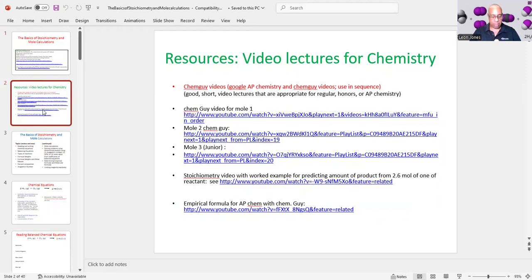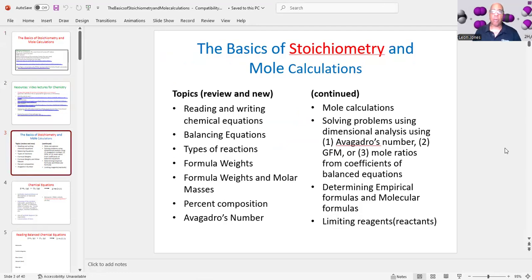And basically, again, this is an FE topic. I know I took the FE exam, and if you don't have basic chemistry down, this can be very difficult because you're basically using conversion factors. Now, the basics of stoichiometry and mole calculations.